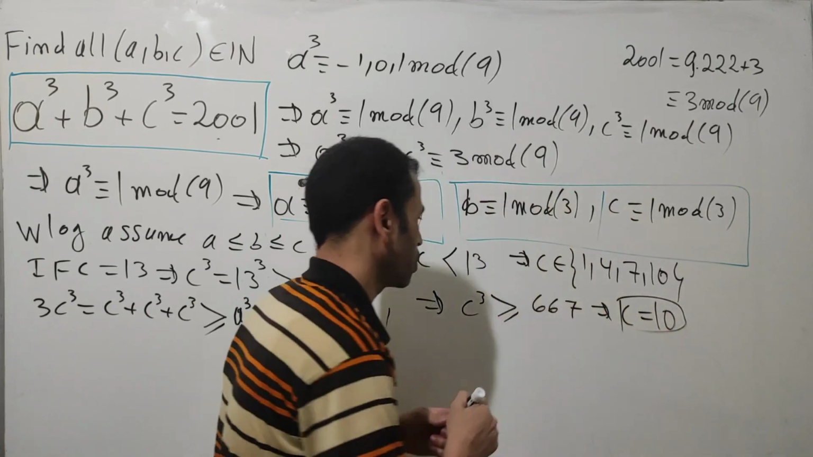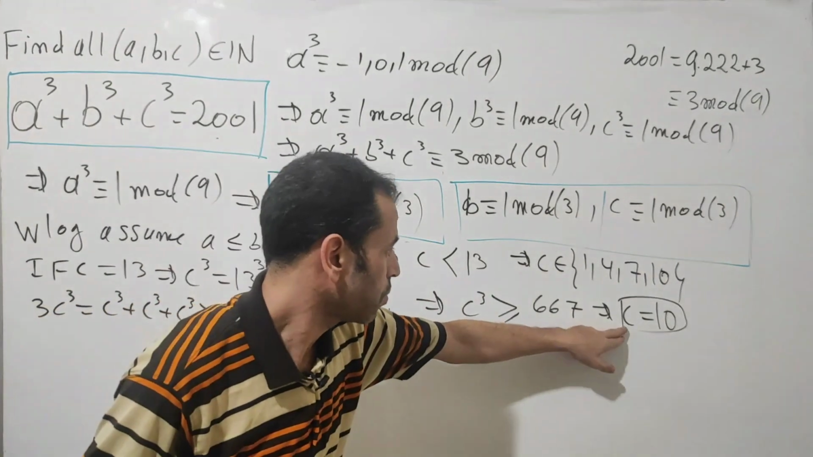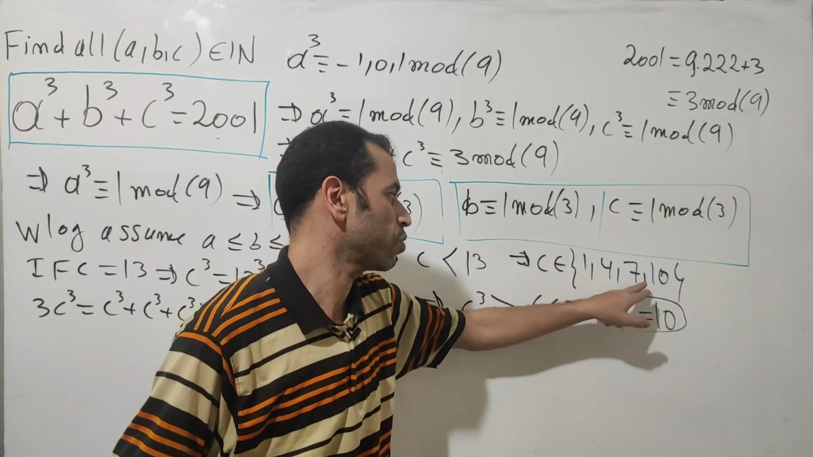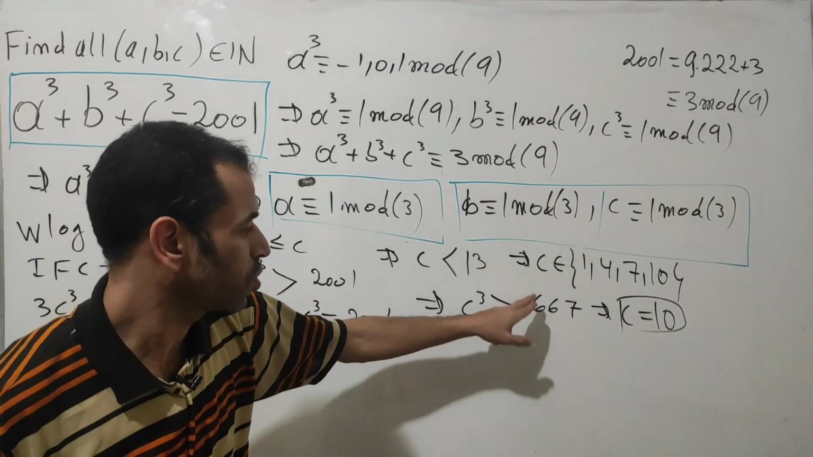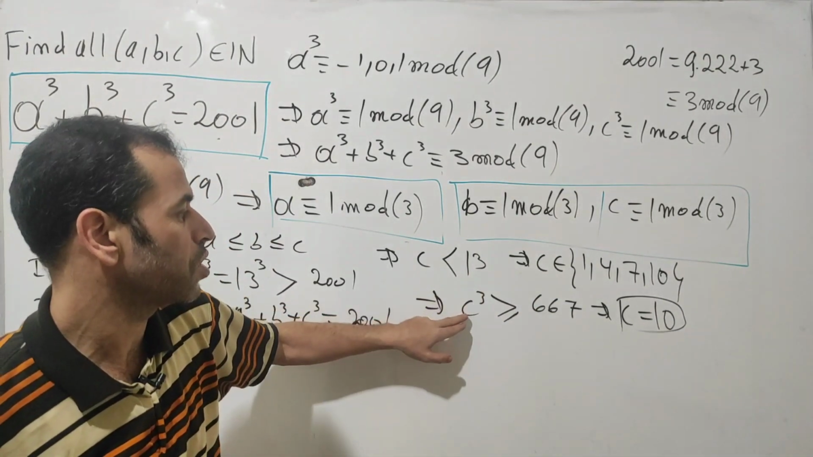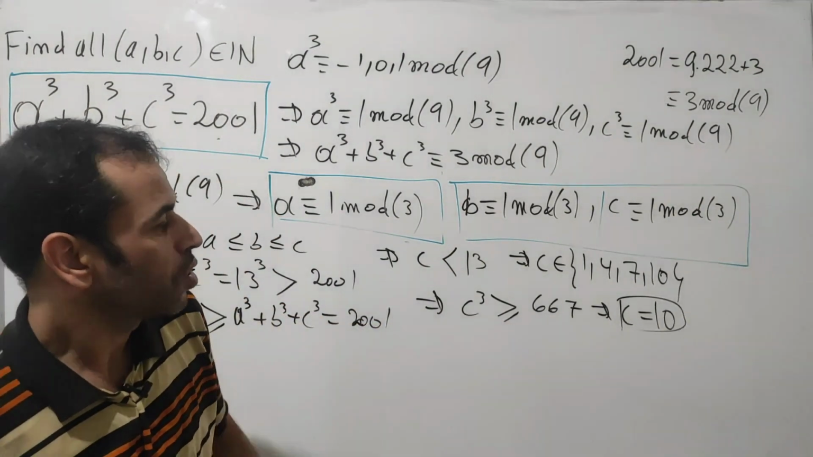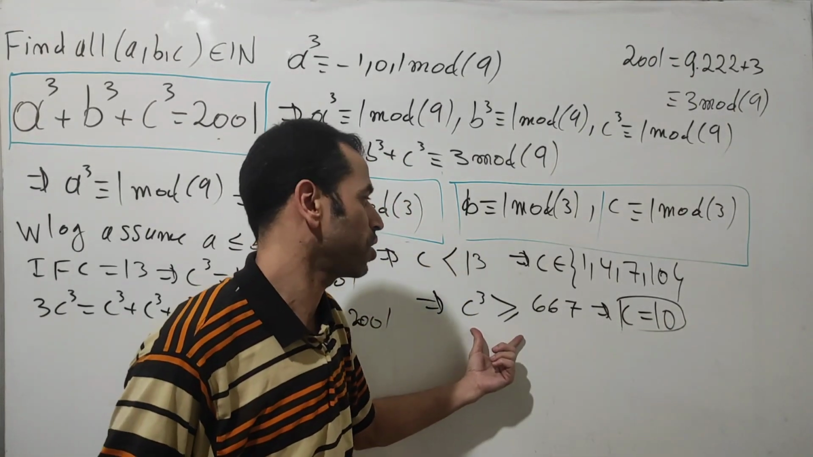Because replacing 10 here, you get 1000, which is bigger than this one. The value smaller than 10, which is 7, does not satisfy this inequality, because 7 cubed is giving us 343, which does not satisfy this one. Which means the largest value of c equals 10, which is verifying this inequality.